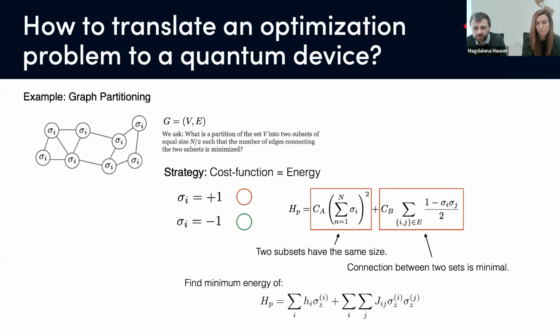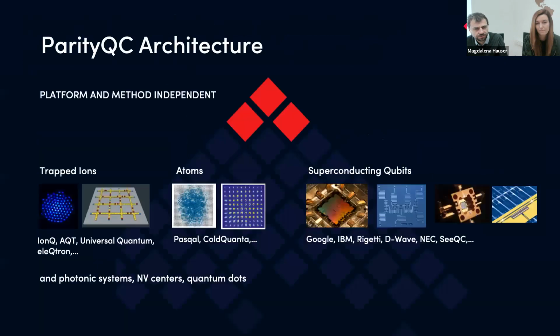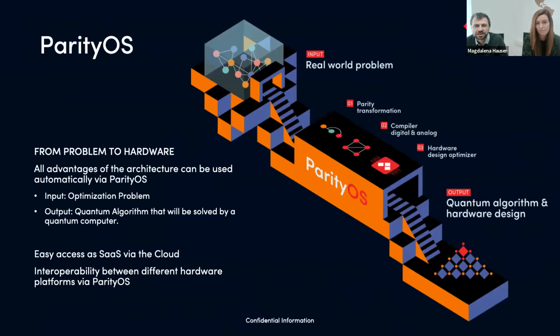And with our operating system, we are taking this as the input. So this was shown here. We are taking this form as the input, then do all the transformation, all the compilation, all the hardware design, and what really comes out in the very end is a quantum algorithm to do this. So this means our solution at the moment allows one to take a use case, work it out by formulating it as a physical system, and then everything else is taken over by ParityOS.